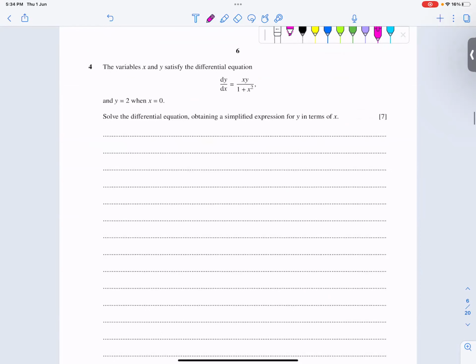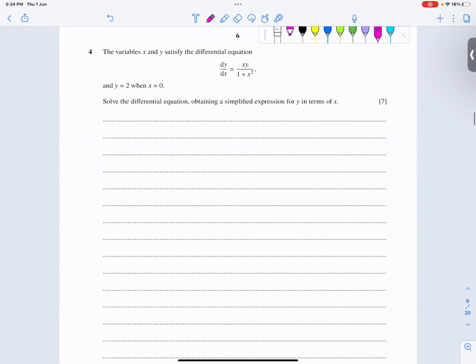So now move to the next question. The variables x and y satisfy the differential equation given. And y is equal to 2 when x is equal to 0. Solve the differential equation, obtaining a simplified expression for y in terms of x. Okay.